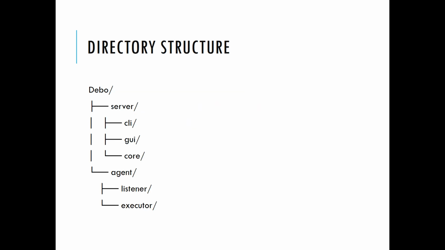Let's dive into the project structure. The source code is divided into two main directories. The server folder contains all the orchestration logic, along with both CLI and GUI interfaces. The agent folder contains the logic for the listening and execution mechanisms on each node. This separation of concerns makes the codebase cleaner and more maintainable.